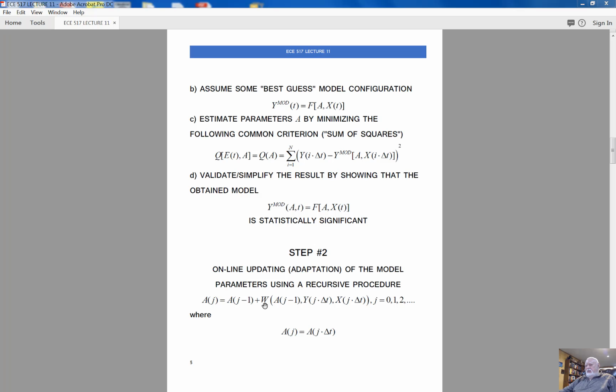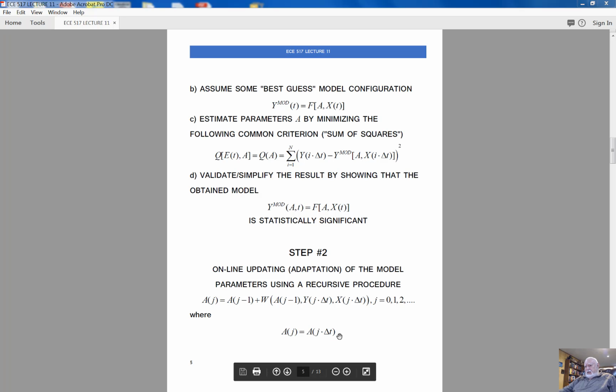And then we have to add the correction. And this correction is some kind of function w of the old parameter values, newly observed output, newly observed input, and this procedure has to be performed on a step-by-step basis. First for j equal to 0, this is for the base model. Then you have to do it for j equal to 1, 3, and so on. And as a matter of fact, if you have a self-tuning system, this procedure could be working on a continuous basis.